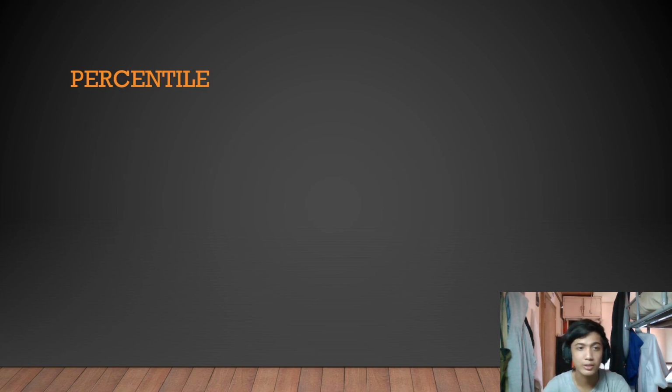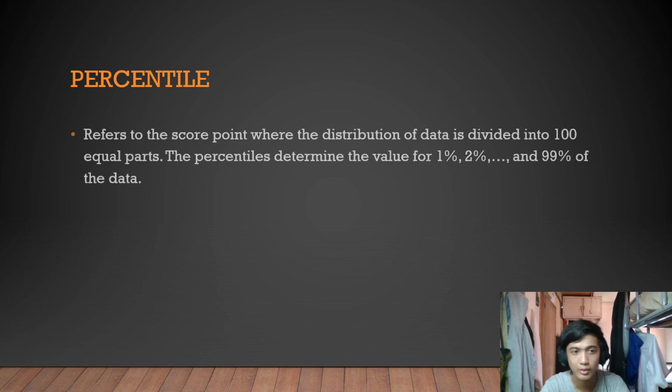Now the last one is the percentile. Similar again with the first two, instead this one divides the entire group of data by 100. So this refers to the score point where the distribution of data is divided into 100 equal parts. The percentile determines the value of 1%, 2%, and until 99% of the data.